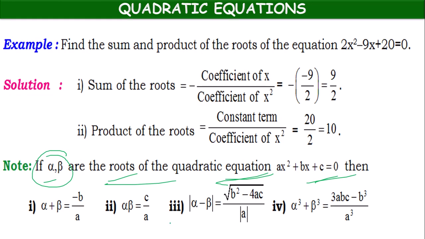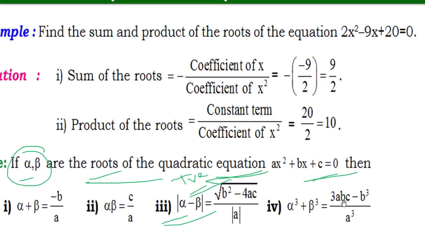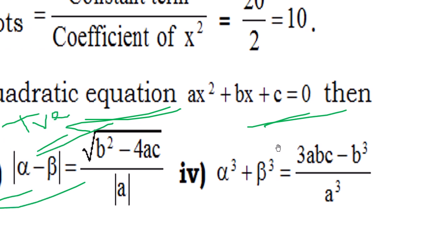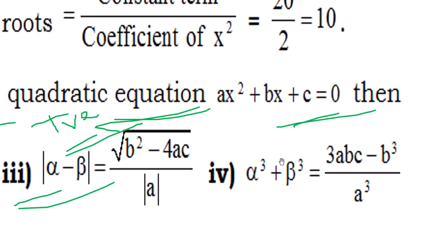Absolute value means always positive. Next, alpha cube plus beta cube equals 3abc minus b cube by a cube. These formulas also we have to remember, children.